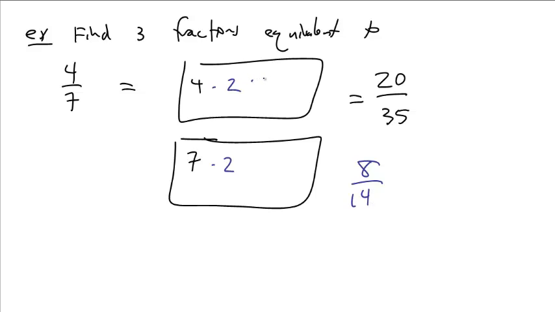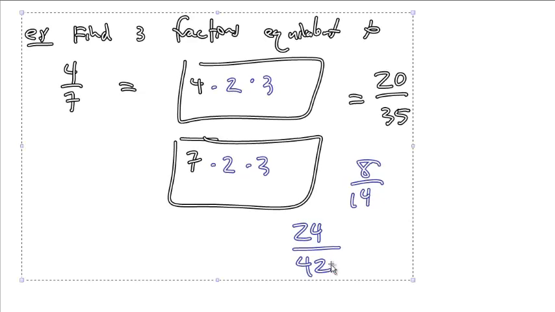Maybe you want to put a 2 and a 3 up top. Well, then you have 6 times 4, you have 24 up top, and down below 6 times 7, 42. This is how you can find equivalent fractions. What else can you do?